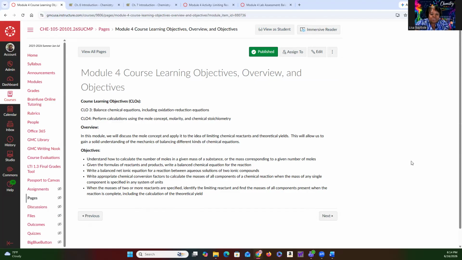When the masses of two or more reactants are specified, identify the limiting reactant and find the masses of all components present when the reaction is complete, including the calculation of theoretical yield.